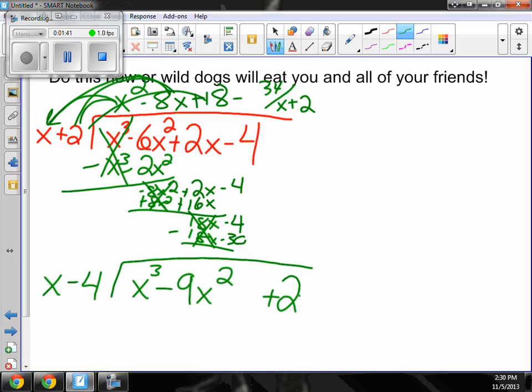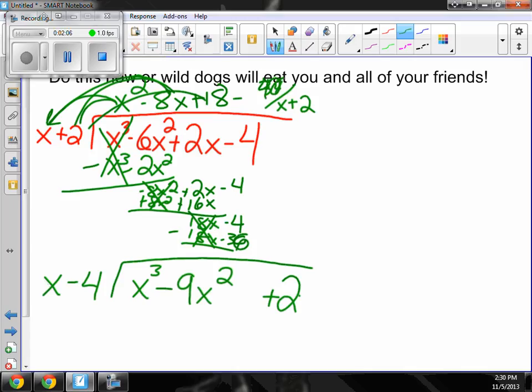So, did it go in evenly? No. So, is x plus 2 a factor of x to the third? What did I do? Oh, apparently I don't know my math. So, this should be 36, and that should be 40. Okay, try again.